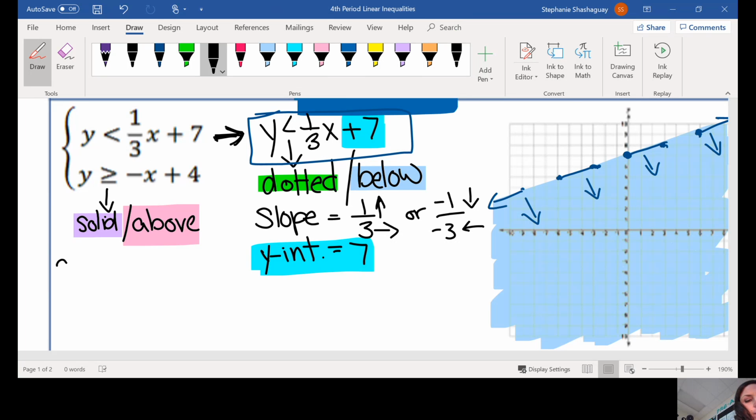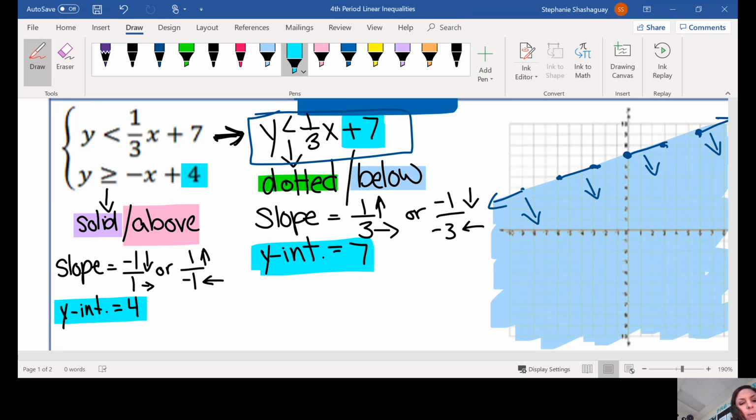Our slope here is -1x, so it would be -1/1, or it could be 1/-1. They would both give me the same slope. So -1/1 is down 1 to the right 1. This would be up 1 and to the left 1. Okay, just make sure you understand how to follow the slope. And the y-intercept here is equal to 4.